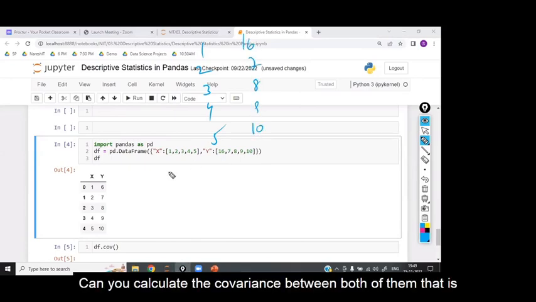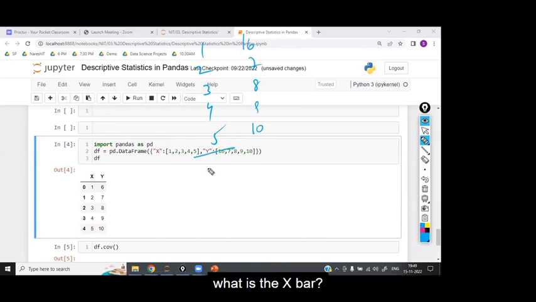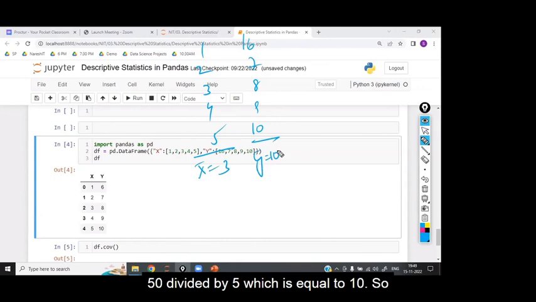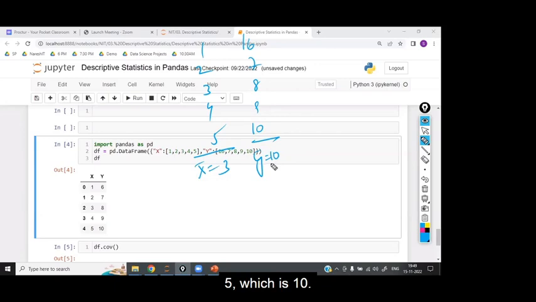Can you calculate the covariance between both of them? That is, what is the x bar? 3. And what is the y bar? 16 plus 7, 23, 23 plus 8, 31, 31 plus 9, 40, 40 plus 10, 50. 50 divided by 5, which is equal to 10.